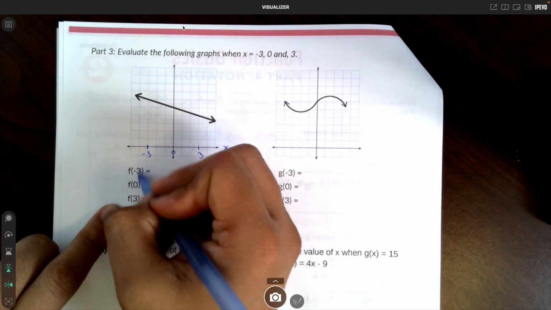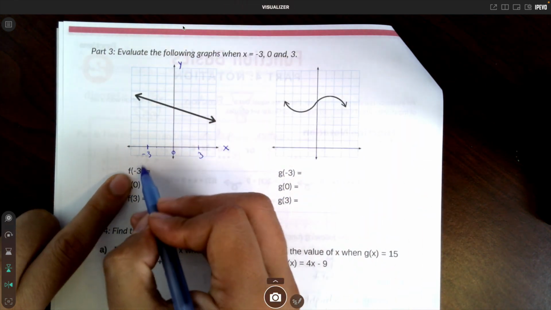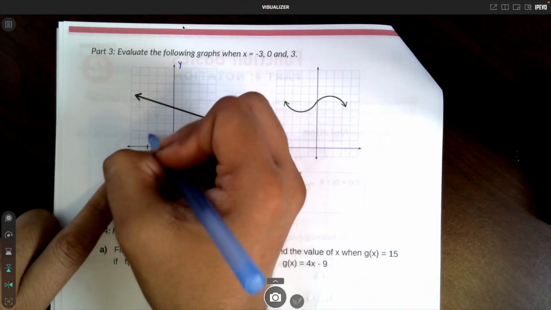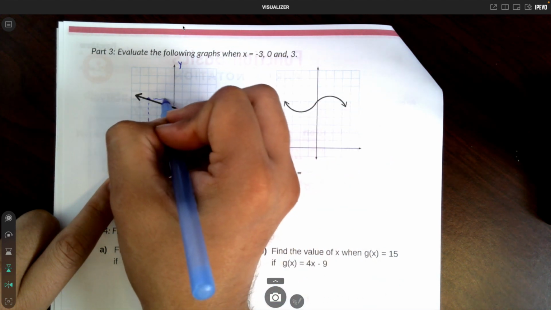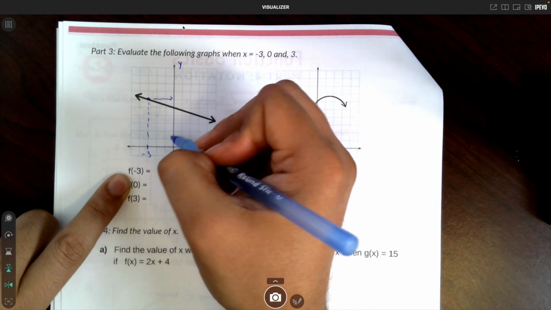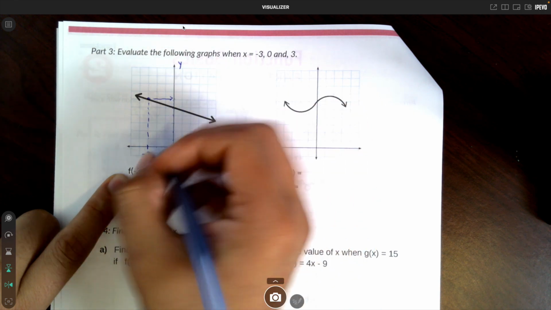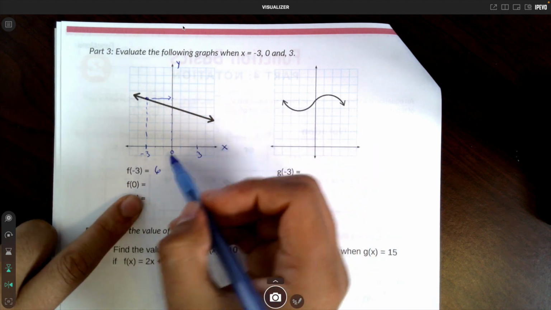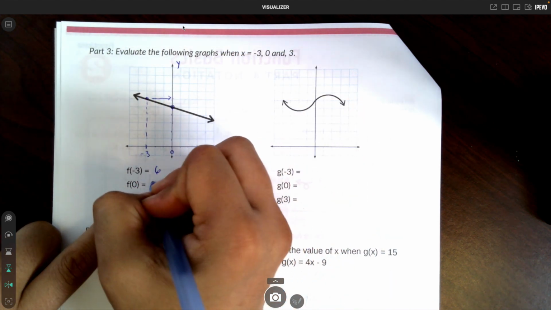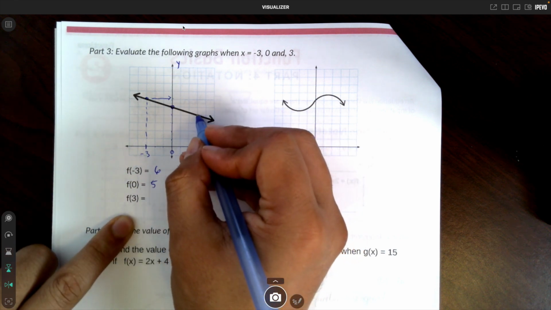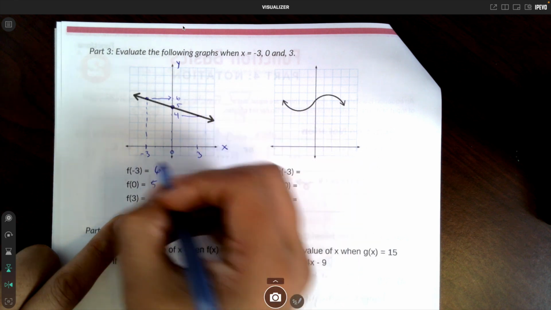So remember, these are your inputs. We want to know the outputs. So the outputs are the y's. So if this function is negative 3, where is it? It's right here. So what's my y value that corresponds to that? 1, 2, 3, 4, 5, 6. Let's double check. 1, 2, 3, 4, 5, 6. So f of negative 3 is 6. f of 0 is right here, so that's going to be 5. And f of 3, if this is 6, this is 5, then that's 4.